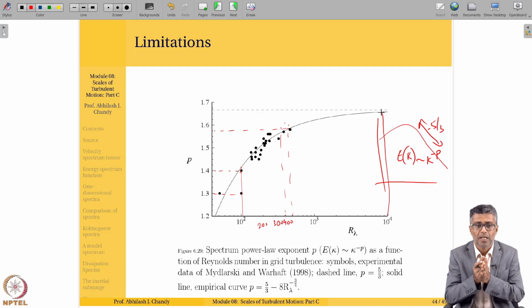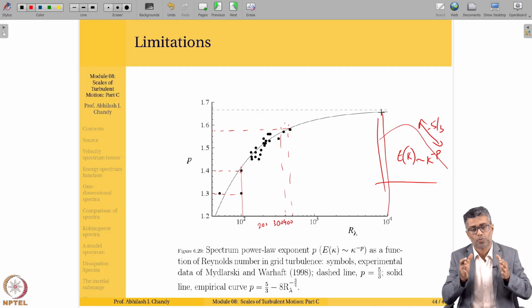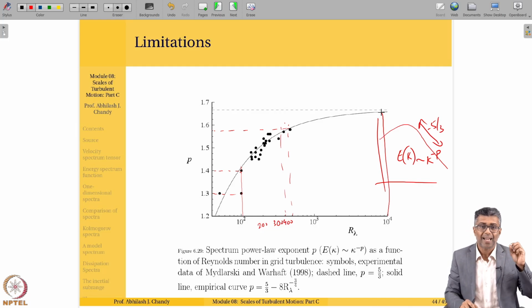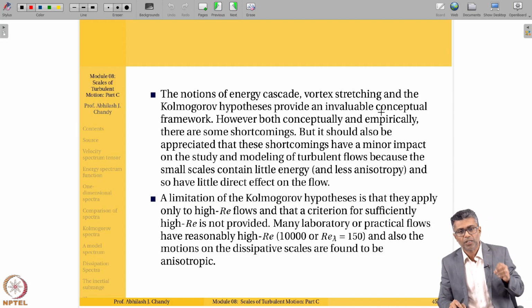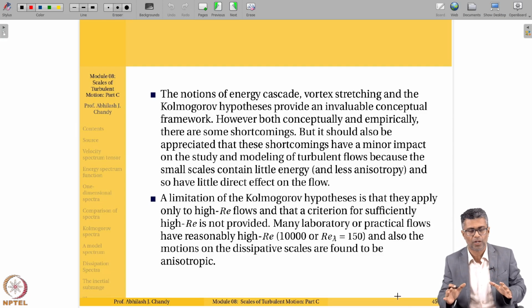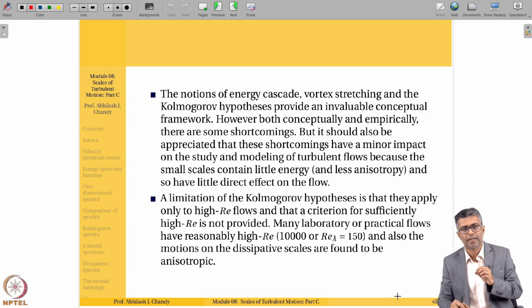That's the reason why even when stating the Kolmogorov hypothesis, we always made it a point to say that at high enough Reynolds number, if the Reynolds number is high enough. So that's the point we are trying to make through this figure. The notions of the energy cascade, vortex stretching, and the Kolmogorov hypothesis obviously provide an invaluable amount of data and concept, right? But both conceptually and empirically, there are shortcomings to it.